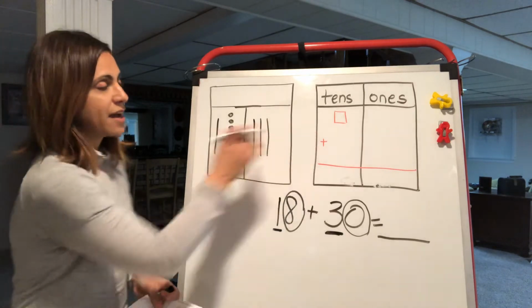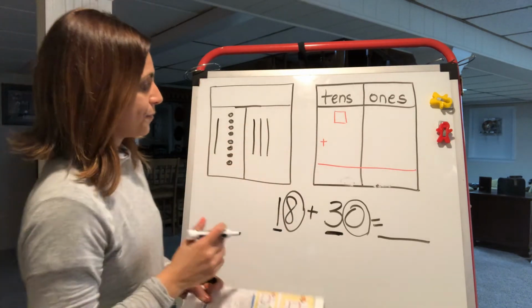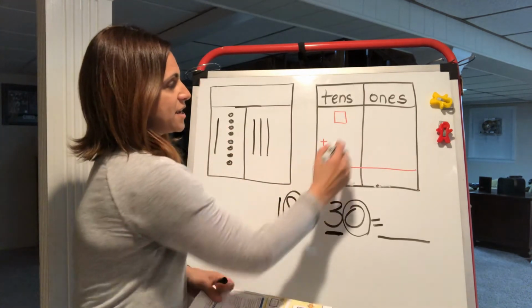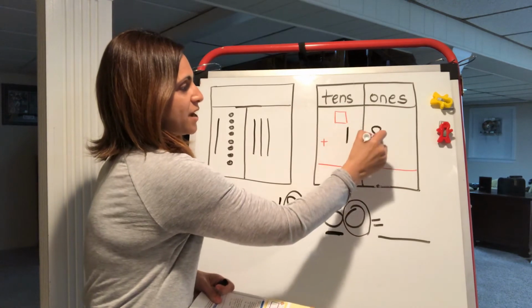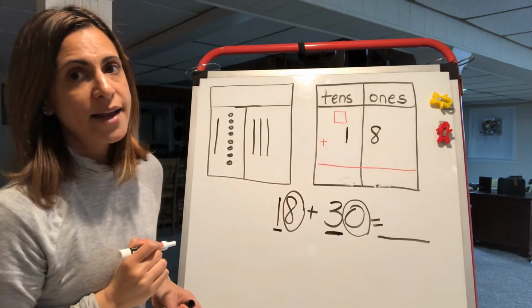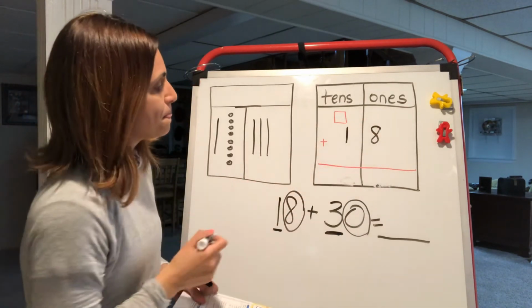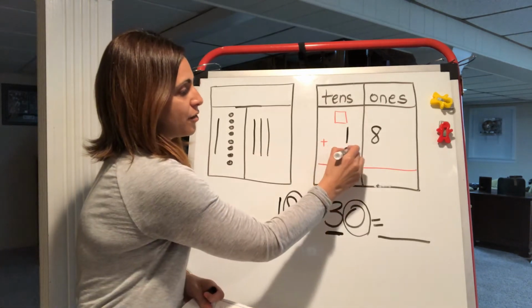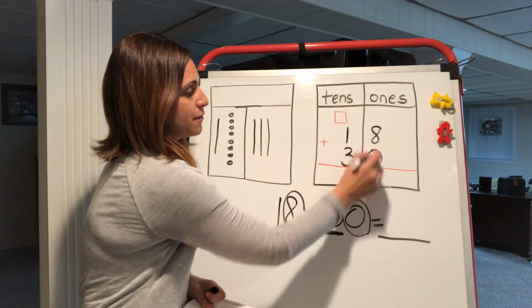Okay, we'll write it out on our vertical chart table. 18 is one group of 10 and 8 ones. Notice how I'm lining up my numbers under the right spot. Plus 30, 3 groups of 10 and 0 ones.